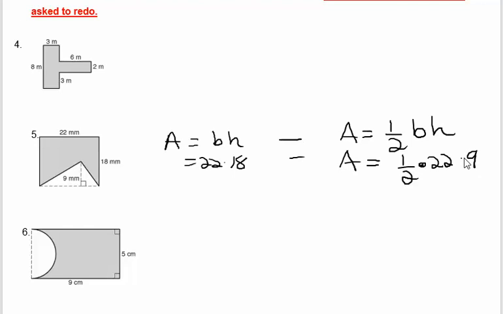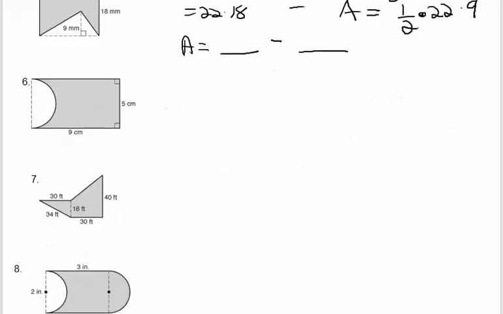So we will find this one, 22 times 18, and then we will subtract whatever 1/2 times 22 times 9 is. And that will be the area of the figure, for the shaded area of the figure.